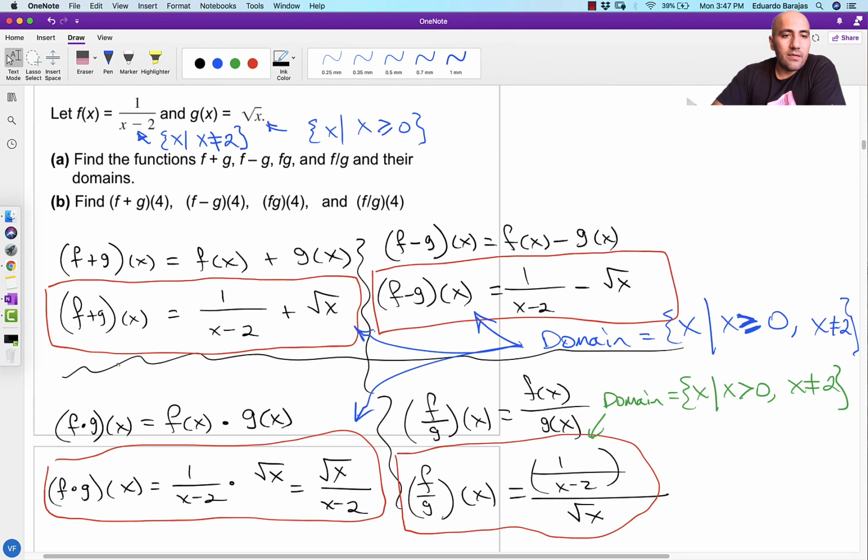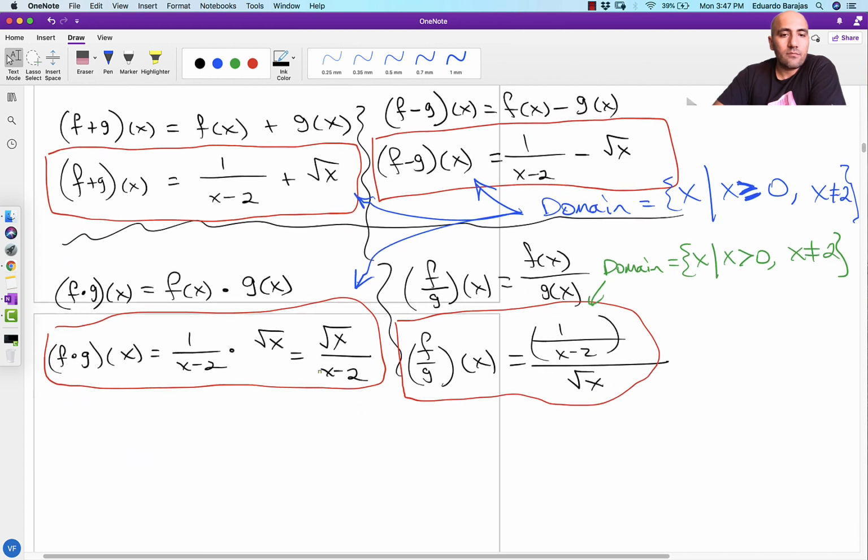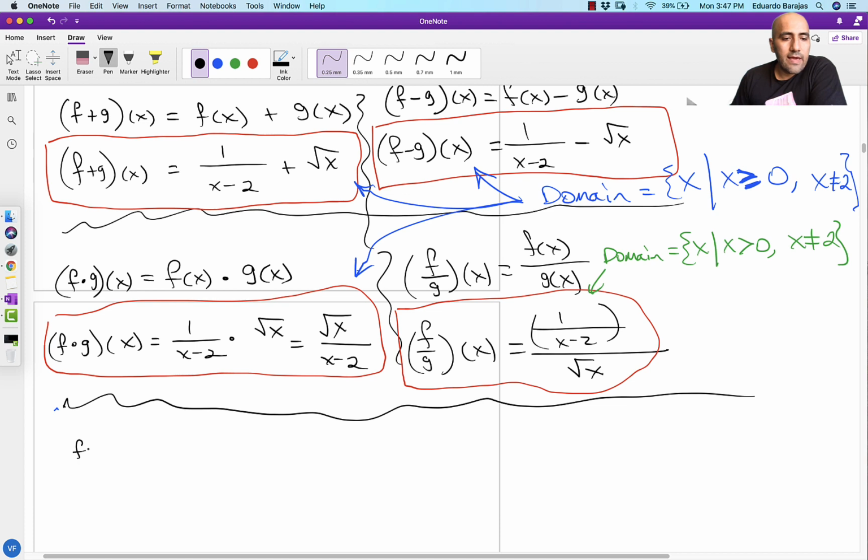Okay, so part B also said evaluate each one of these at 4. So let's evaluate each one of these guys at 4. Evaluating the f plus g function at x, well, that would be this guy here, and it's equal to 1 over blank minus 2 plus square root of blank.